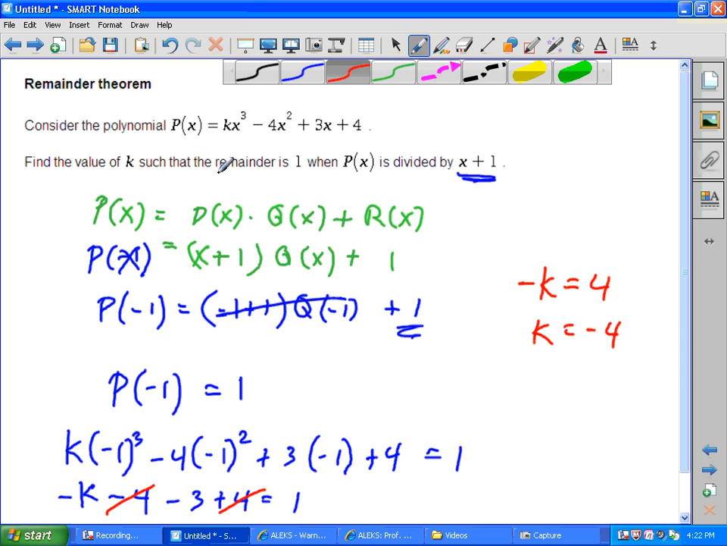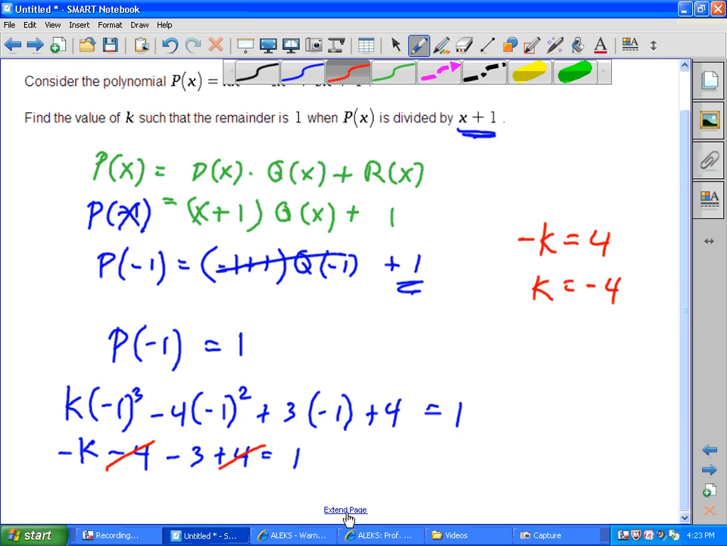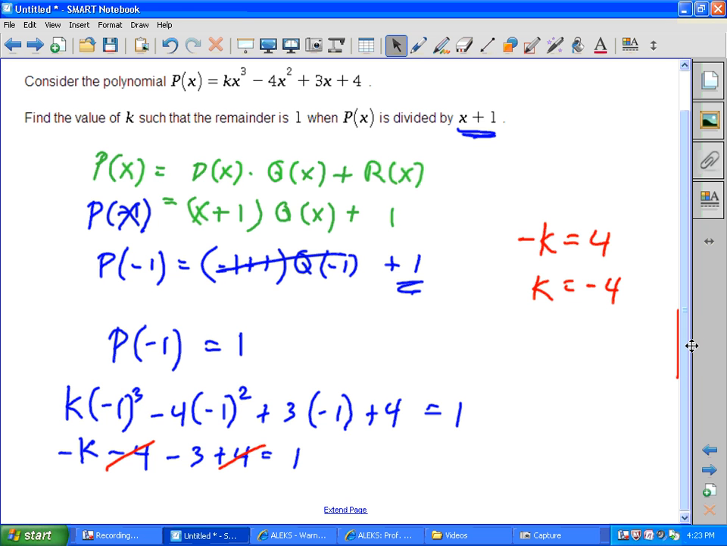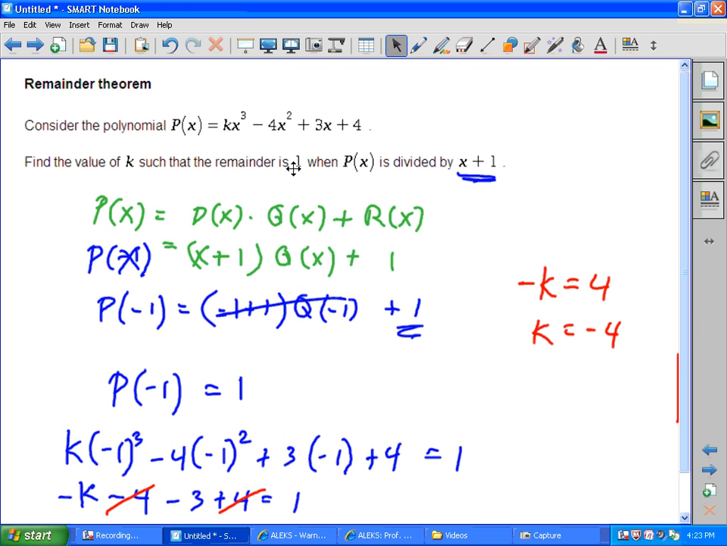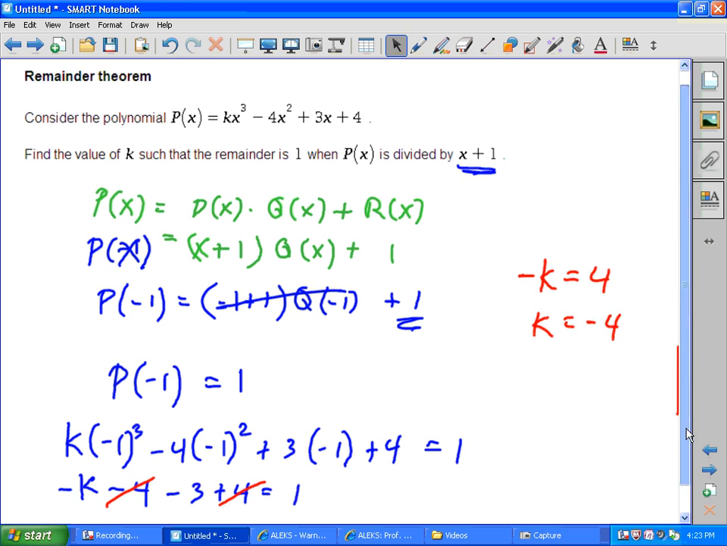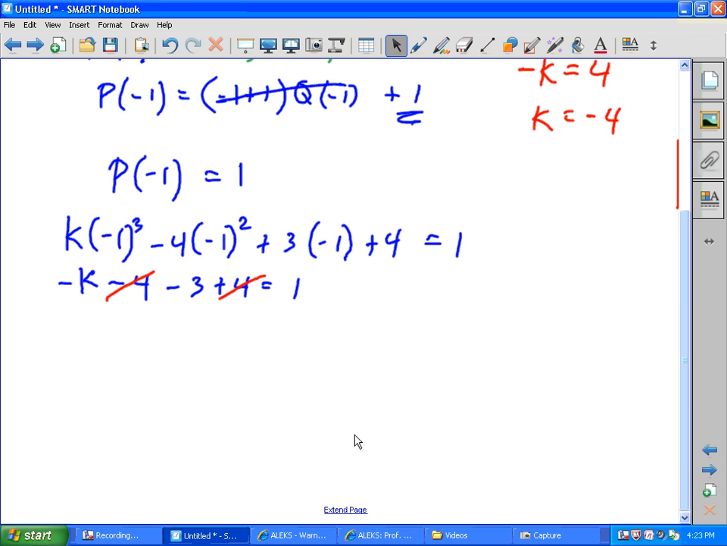How can we check it? It's always good to be able to do a check. How did they say that we came up with a remainder of 1? We divided by x plus 1. So what I'm going to do now is divide by x plus 1 using synthetic division. And when I do, I put a negative 1 there, right?